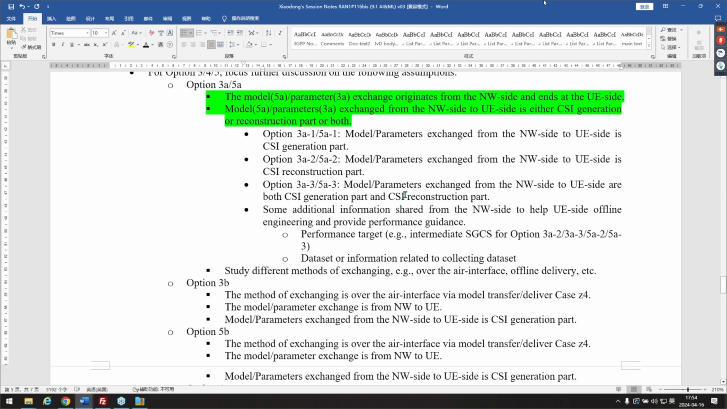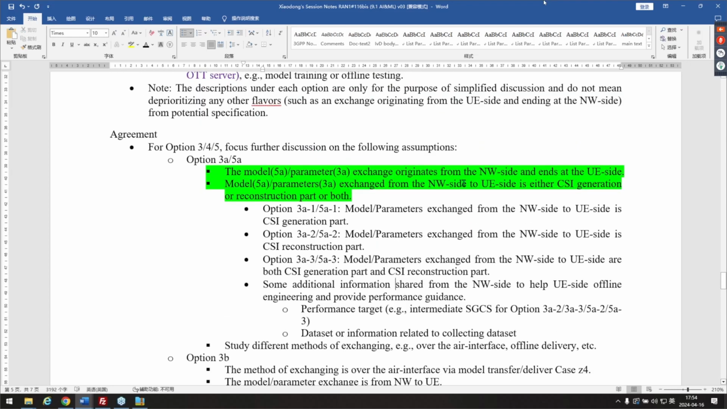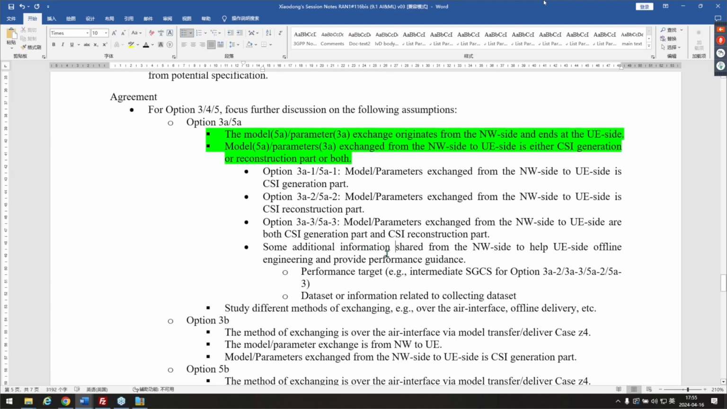Let me remove this one. That is anyway to be a further discussion. No, some additional information to be studied. Shared from this one. That is to study this one. Just study is additional information shared from this one. Then we make it clear. Study some additional information. No, that is currently just for further discussion.